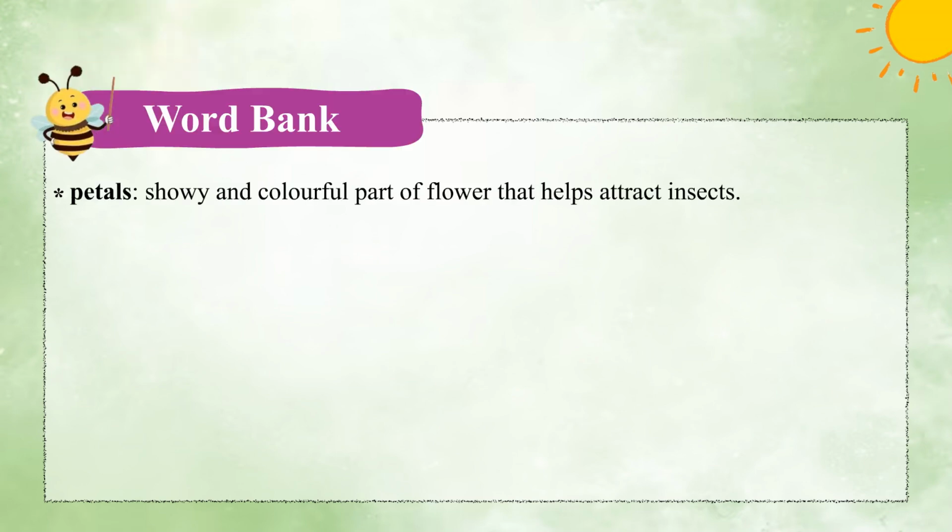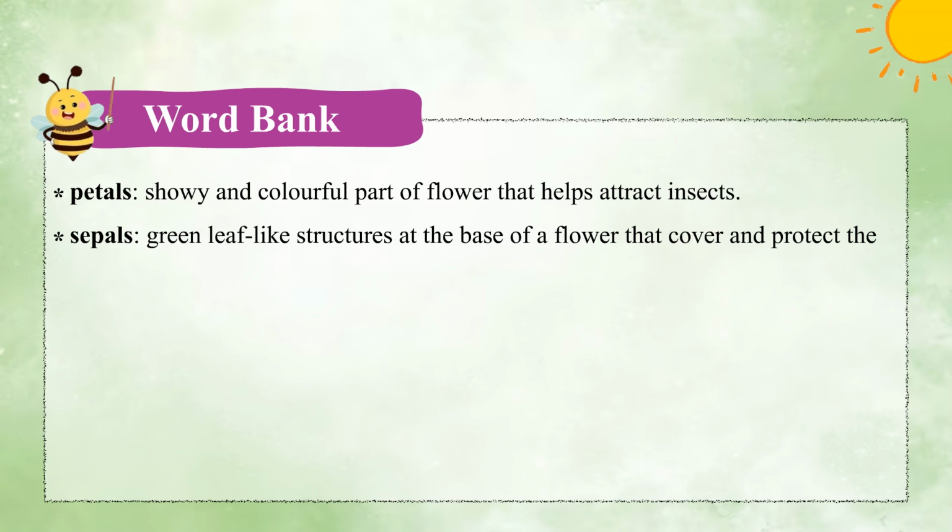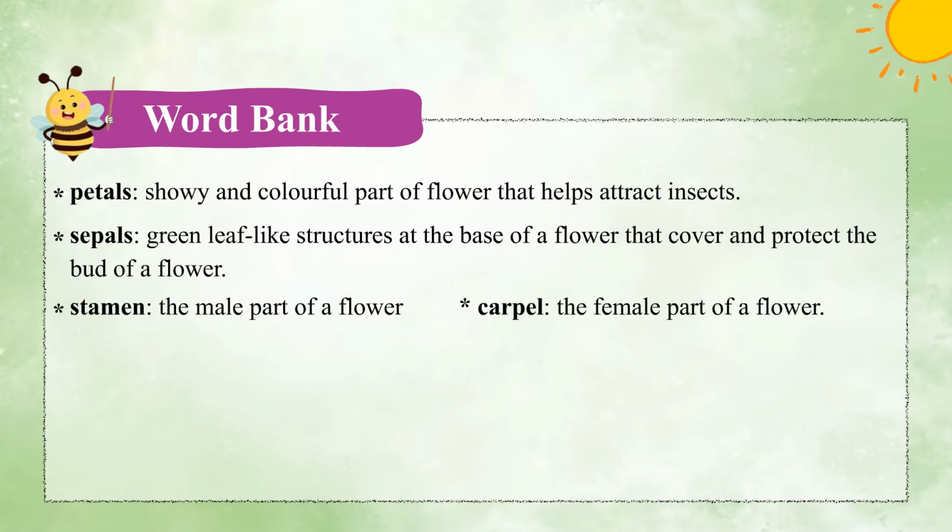Word bank. Petals, showy and colorful part of a flower that helps attract insects. Sepals, green leaf-like structures at the base of a flower that cover and protect the bud of a flower. Stamen, the male part of a flower. Carpel, the female part of a flower.